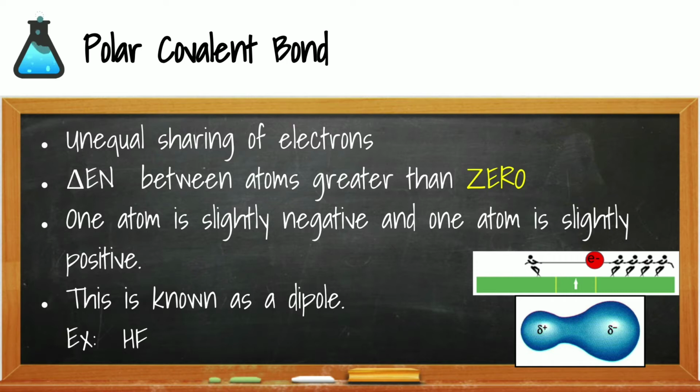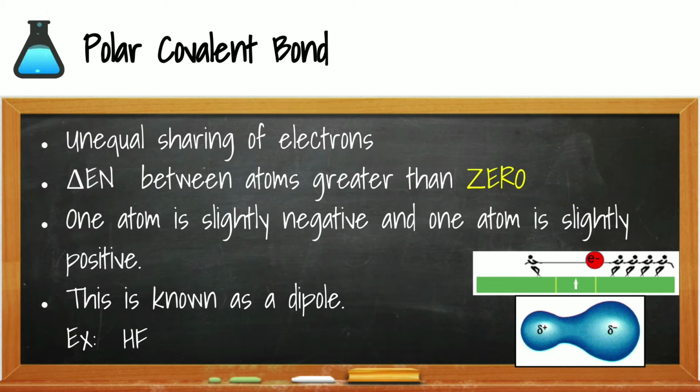So in a molecule such as hydrogen fluoride, fluorine has a much higher electronegativity than hydrogen. So the electron cloud shows that fluorine attracts the electrons more closely in the chemical bond, while the hydrogen has less of an attraction for the electrons, so it has a smaller electron cloud.